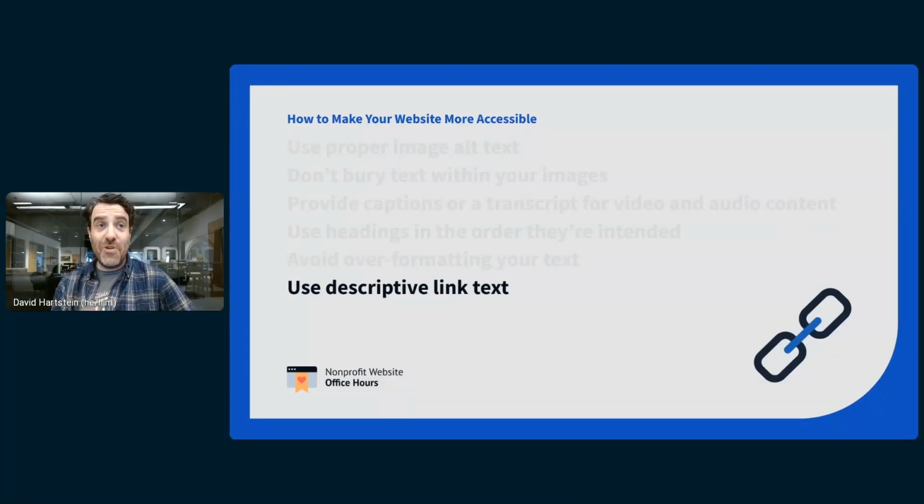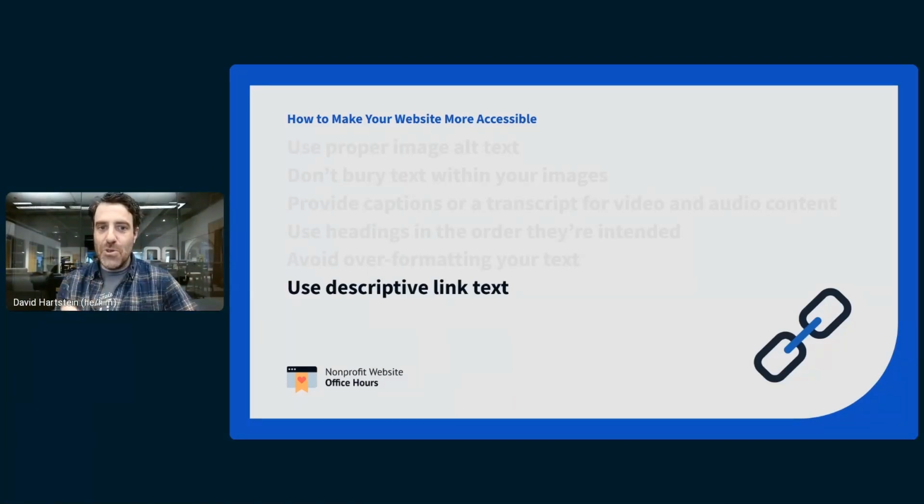Next up, use descriptive link text to make your website more accessible. So here, you basically want to tell visitors what they can find on the other side of clicking a link. And really, we want to avoid click here links at all costs, where the link says click here or learn more. So why does this matter?